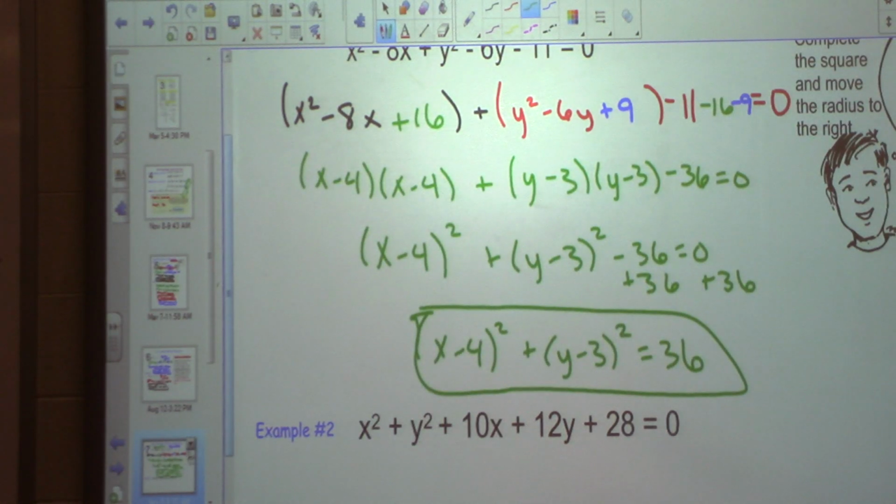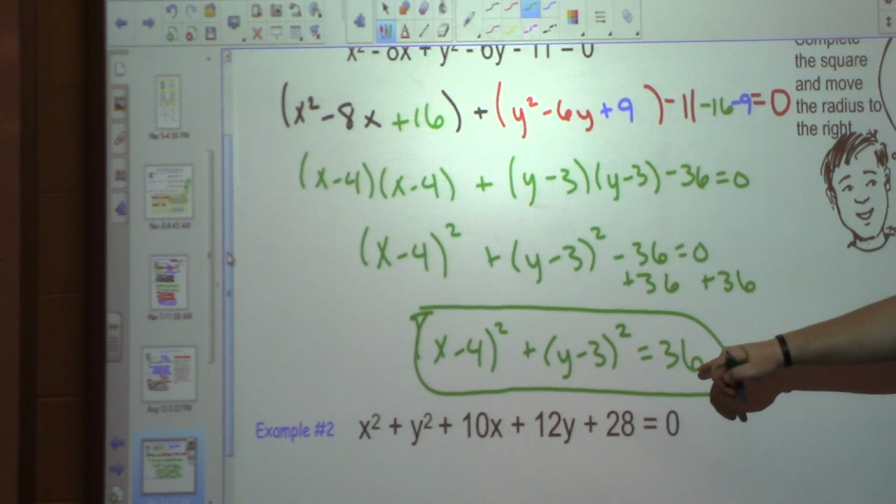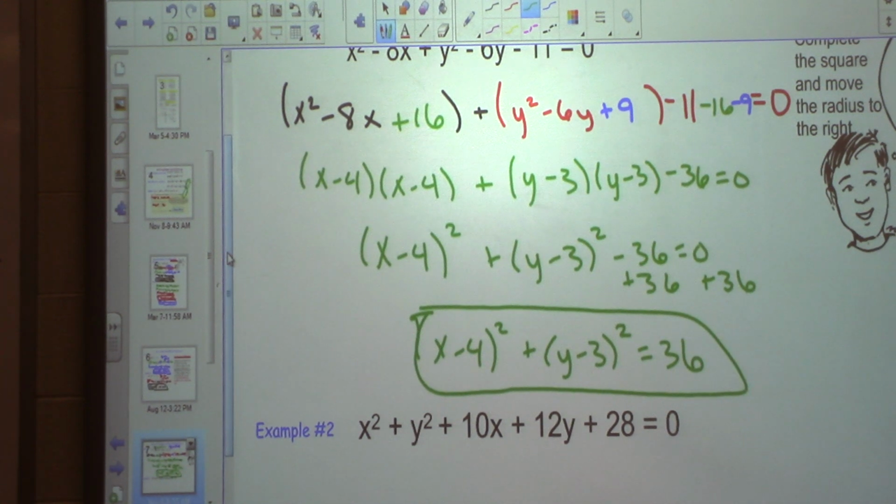Now, what happens if you go to finish your answer here and you get a negative on the opposite side of the equal sign? Can that ever happen? No, because that's our radius squared, right? If you get a negative over here, we did something wrong. We got to go back and look and see where we messed up.